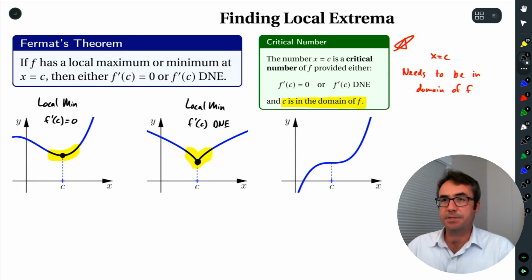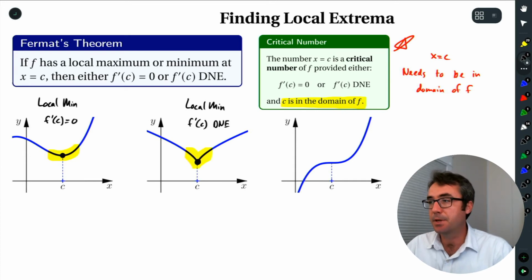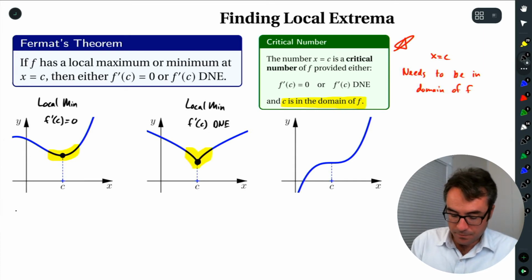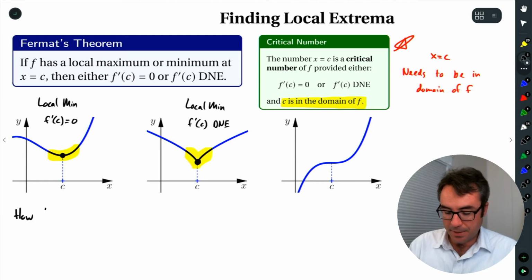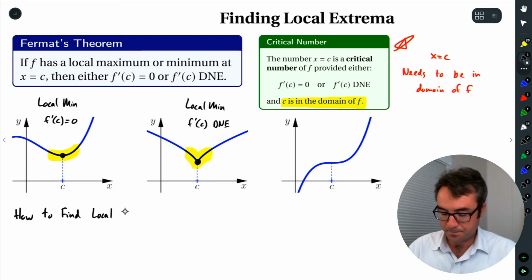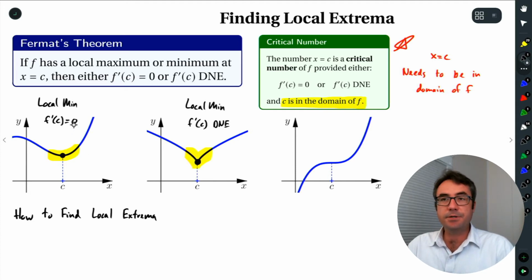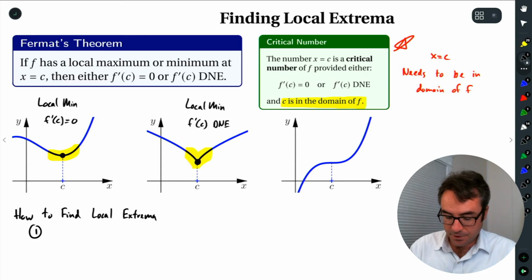All right, so in both of these graphs, we see an example of a local min where either the derivative is 0 or the derivative is undefined at x equals c. So this kind of gives us a strategy. How do we actually find the local extrema? Well, we're really interested in where the derivative is 0 and where it's undefined. So that's going to be the first thing. First thing we look for is find the critical numbers.